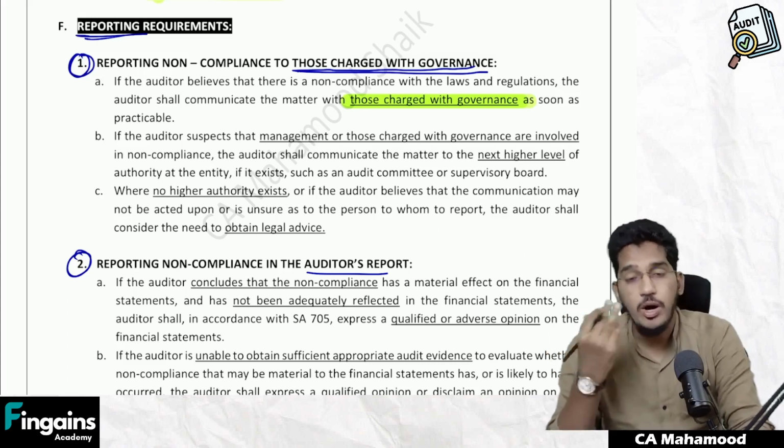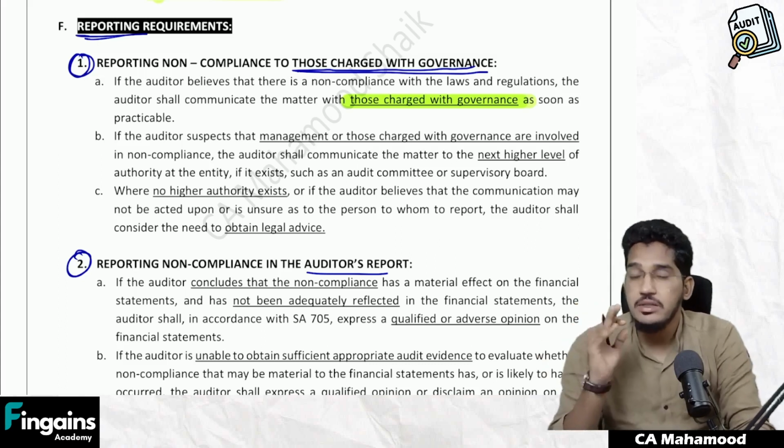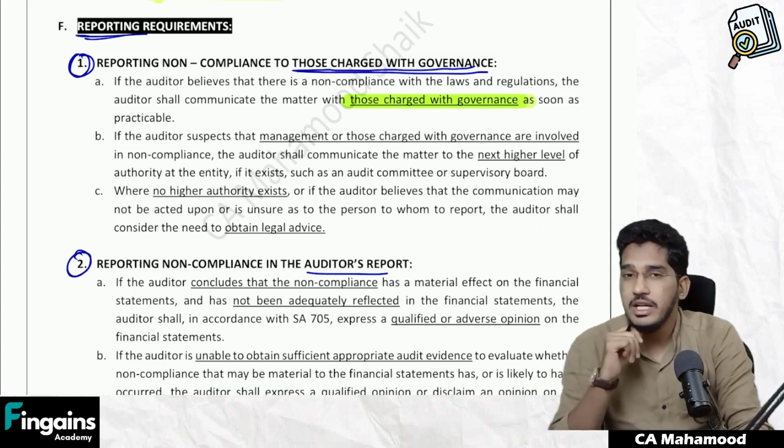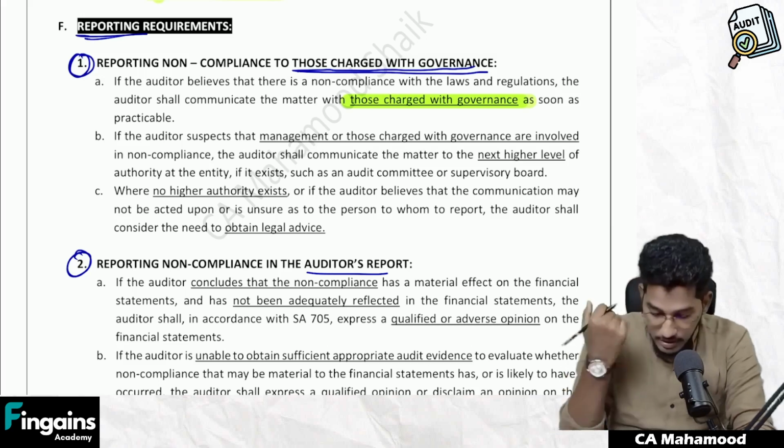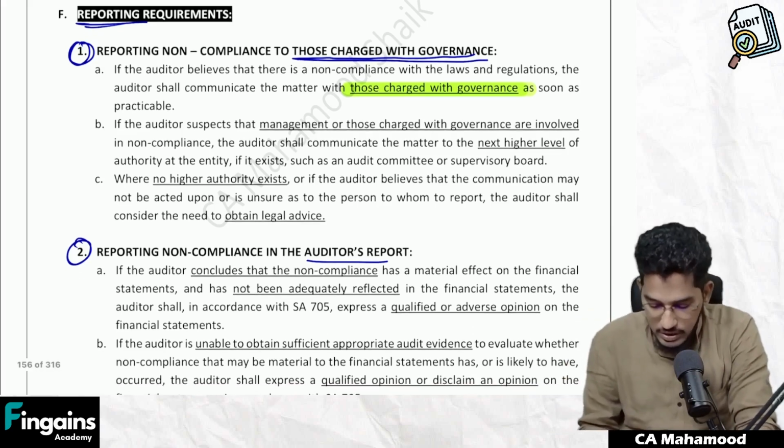But what if the top level management only made the non-compliance? Then what will you do? If you go and communicate with those charged with governance, will there be any purpose? No. Then what should happen? That is explained in the B point. Let us see what they are saying.